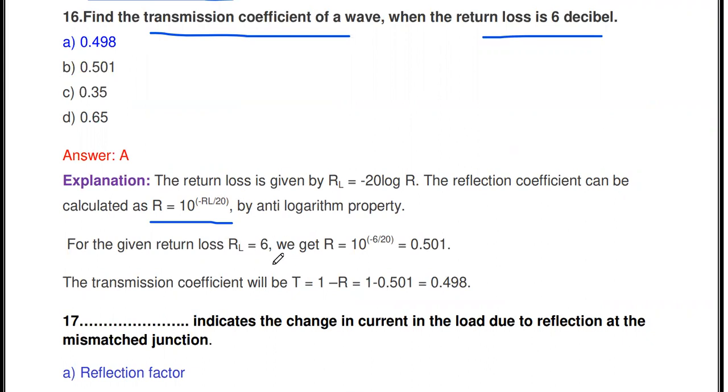If you calculate, we will get the reflection coefficient as 0.501. But here the question is the transmission coefficient. You see, 0.501 is also there in the options, but the question is the transmission coefficient. So the transmission coefficient T is nothing but 1 minus the reflection coefficient. If you subtract, we will get the answer 0.498. This is the answer.